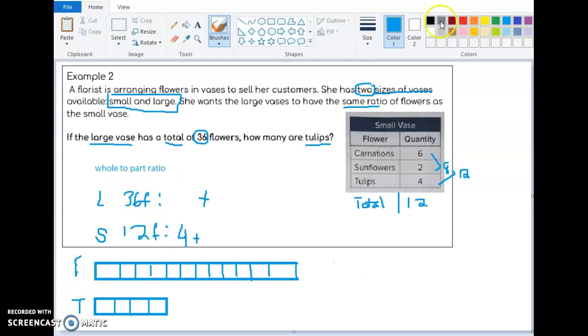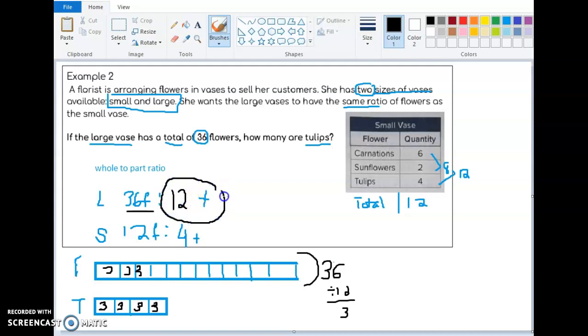So remember, we want the total flowers to be 36, okay? Well, we could take 36 and divide it by 12, because there's 12 boxes. It's going to get us 3, so that means each of these little boxes is going to be 3, okay? If these are all 3, these have to be 3, right? So go ahead and write what you think the answer is for the tulips. Okay? 3 plus 3 is 6, plus another is 9, plus another is 12. Okay? So 12 tulips in that large vase.